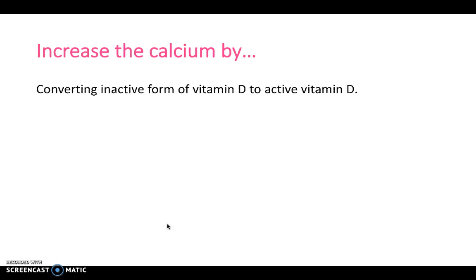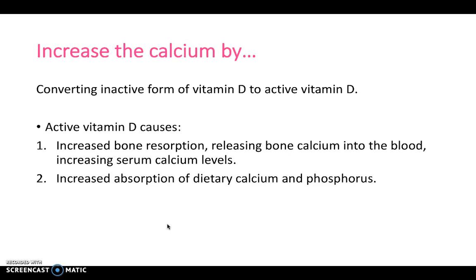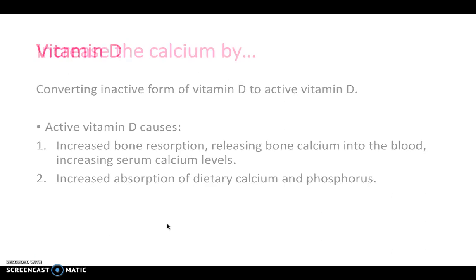So as we think about here, we must convert inactive forms of vitamin D into active vitamin D, because active vitamin D reinforces those things. So it increases bone resorption. It increases absorption of dietary calcium and phosphorus. So therefore it's really important that we have active vitamin D as well in order to increase our calcium levels.